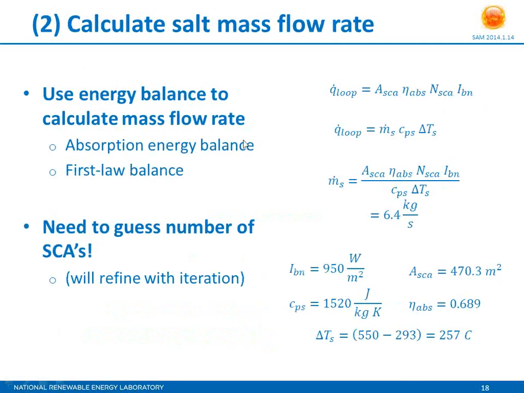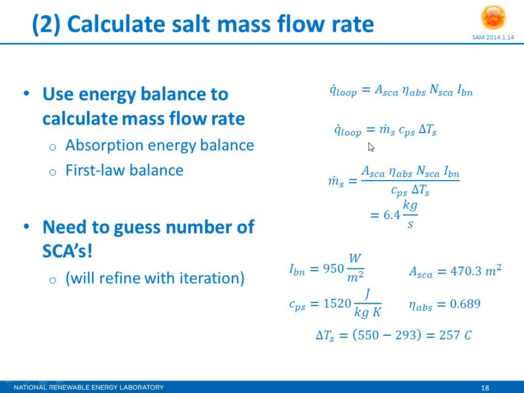All right, second step. Now we need to use an energy balance on the loop to try to calculate the mass flow rate for salt. So we've made an assumption already. We're starting out with the same type of setup as we had for oil. We've got the area of our collector times the efficiency of the collector times the number of collectors times our DNI design point, which is equal to the energy absorbed in the loop. That's just a simple energy balance, what's coming in to the fluid.